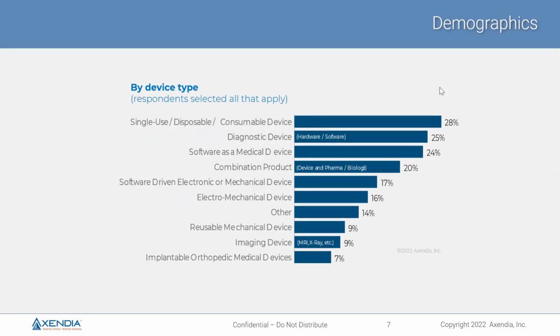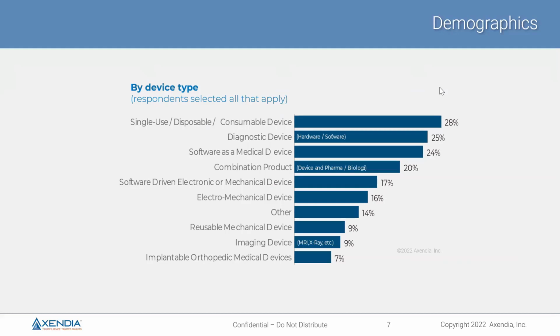We surveyed a multitude of companies from around the world, companies that perhaps make more than one type of medical device product. But here you can see that the majority do market and sell single-use disposable or consumable devices, followed by diagnostic devices that have both hardware and software components, and software as a medical device. So those were the top three. As a result of that, we wanted to slice and dice the data a little bit more, so we specifically picked out software as a medical device.